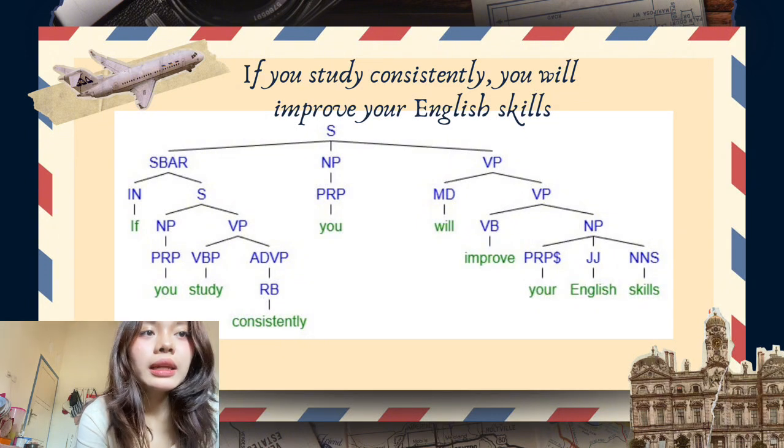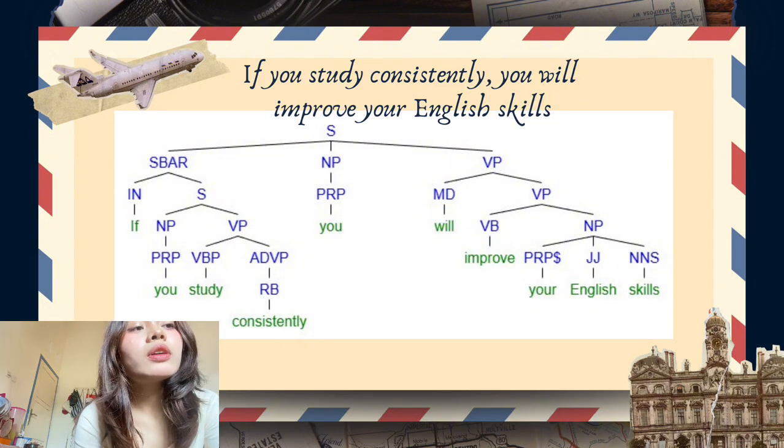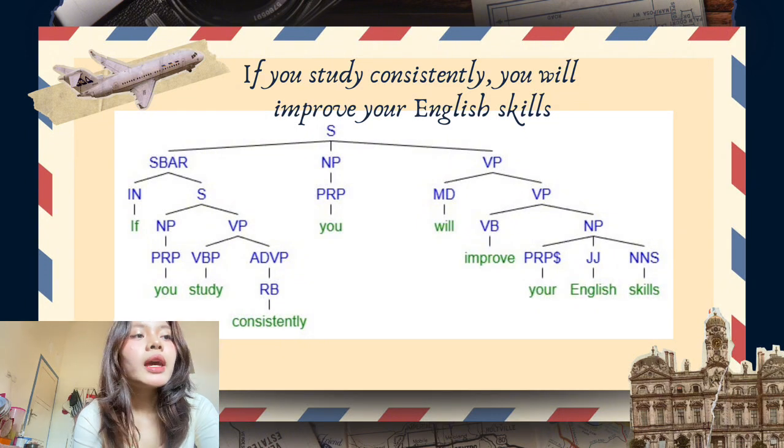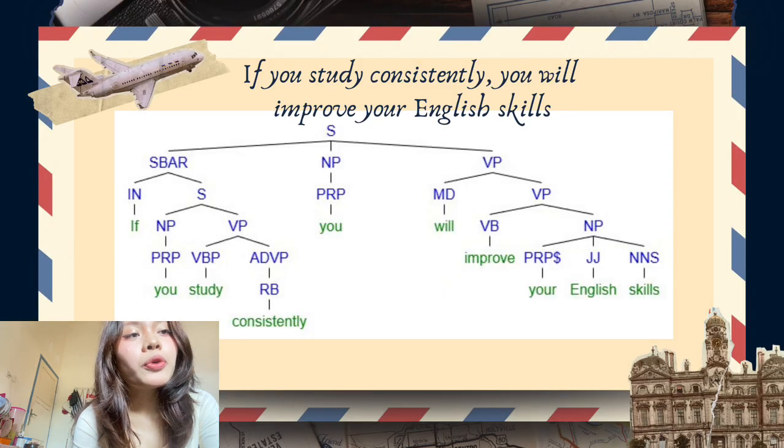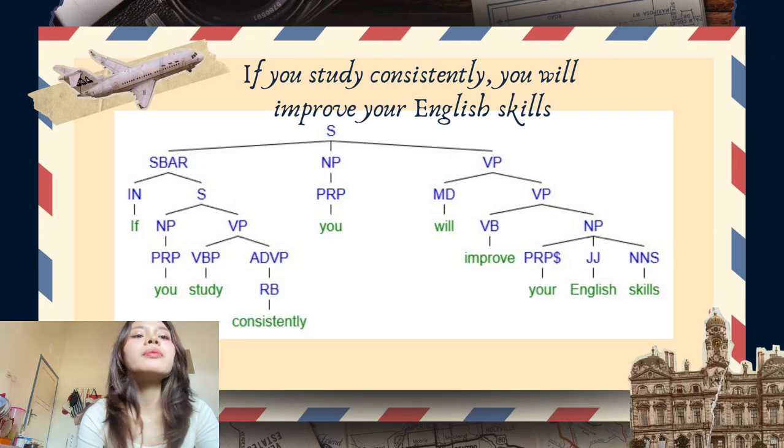And grammatically, the modal verb will appears only in the main clause, indicating the predicted result, while the subordinate clause presents the condition using a present tense verb. The S-bar functions as a condition-setting element rather than the main assertion.